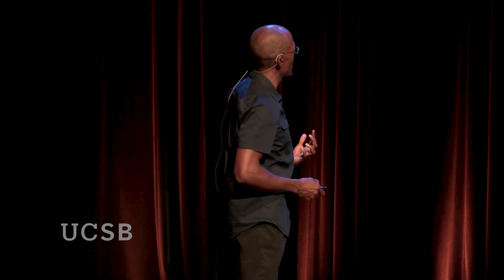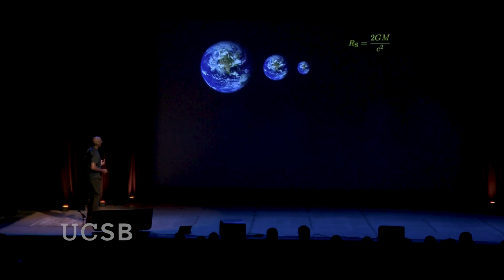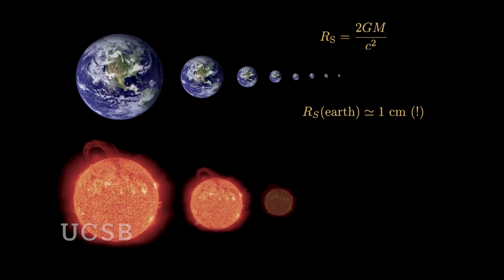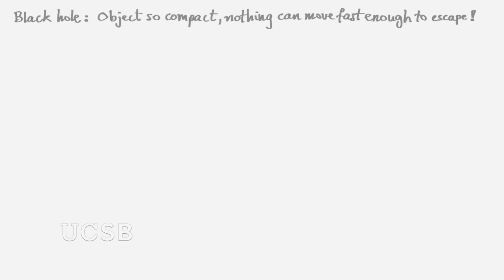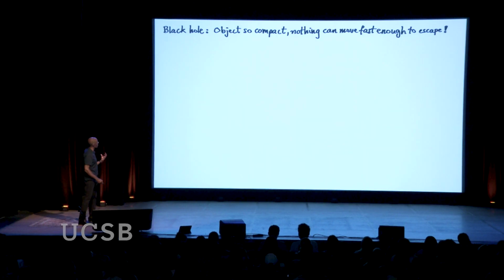So here's the Earth. If you wanted to push it down, yes, you'd have to go down to 1 centimeter, which I don't draw on there. I stop at some point. If you did it with the sun, it'd be about the size of, I don't know, Manhattan or something like that, 3 kilometers. So a black hole is an object that's so compact that nothing can escape, because you can't move fast enough, because the speed limit is the speed of light.